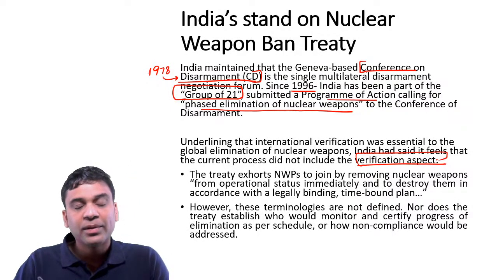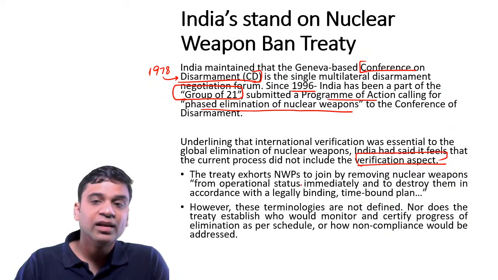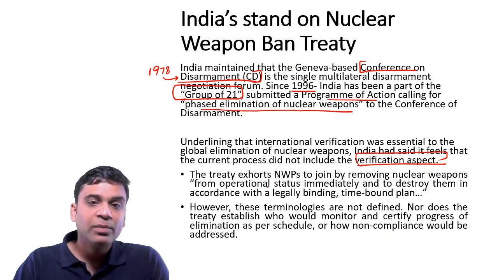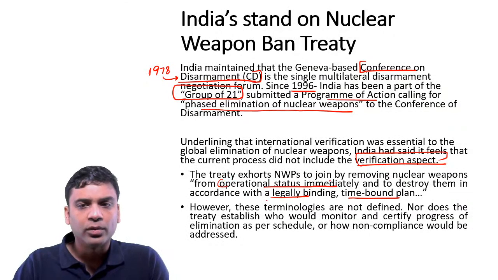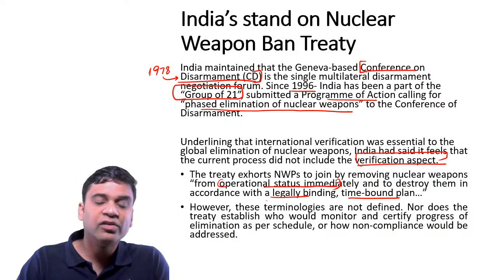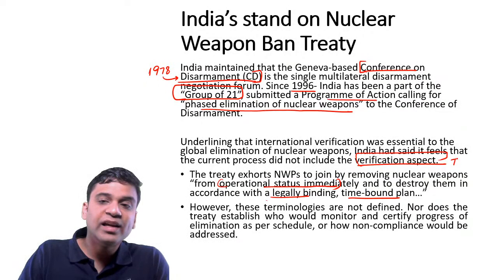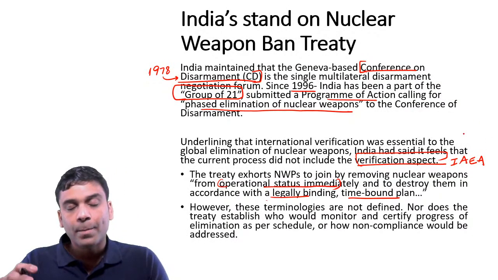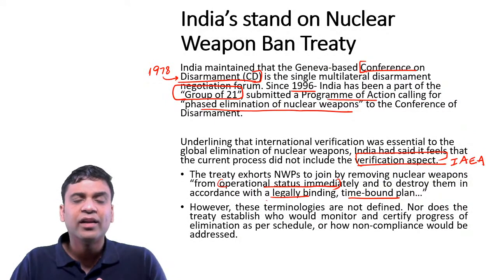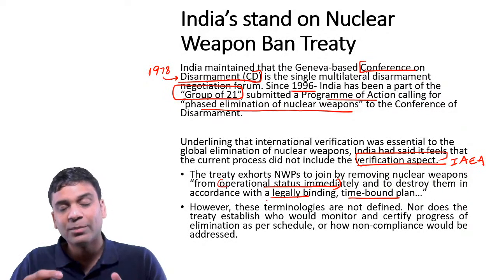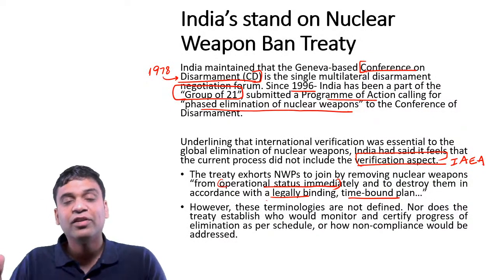This new treaty, the TPNW, says that they'll remove nuclear weapons from operational status immediately, and destroy them by a legally binding time-bound plan. Now, all these terminologies which they are using are not properly defined. For example, under the Conference on Disarmament, the verification would be done by the IAEA, the International Atomic Energy Agency, a prominent international body dealing with nuclear weapons and nuclear energy. So that sort of verification is there.